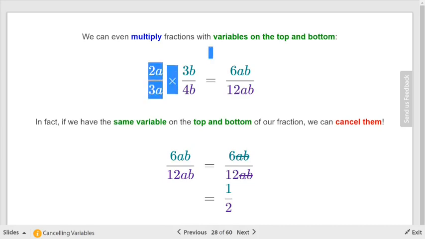So the answer to the last one was 1 over 2ab, right? Because that's all that we had left, so we just multiplied straight across. Okay? All right.